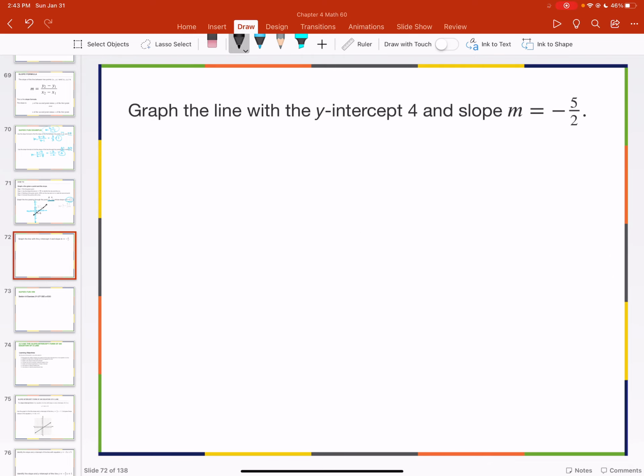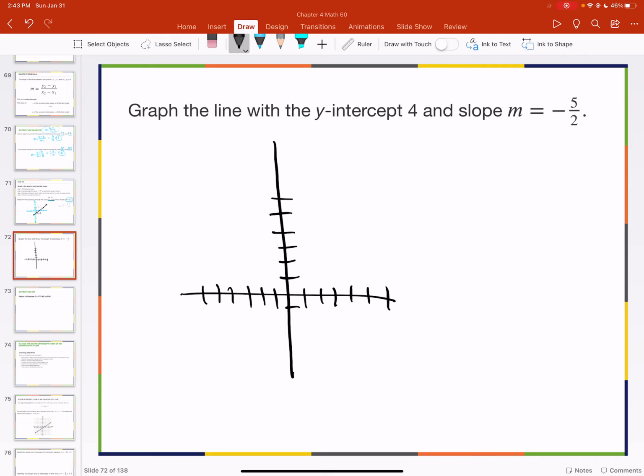Let's do one more example. Graph the line with y-intercept 4 and slope negative 5/2. So 1, 2, 3, 4, 5, 6 in each direction. Here we go. The y-intercept is 4, so where it crosses the y-axis is here at 0, 4. That's the first part. Okay, check, we did that. Now we're going to do slope negative 5/2.